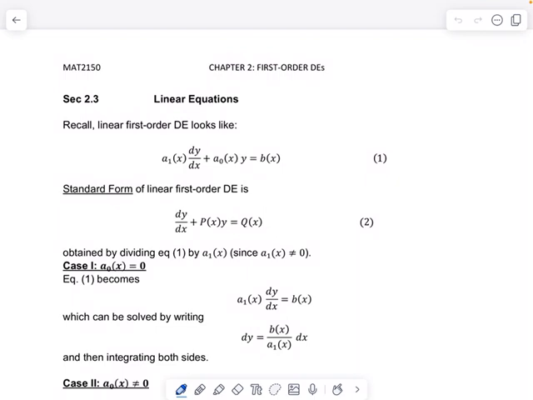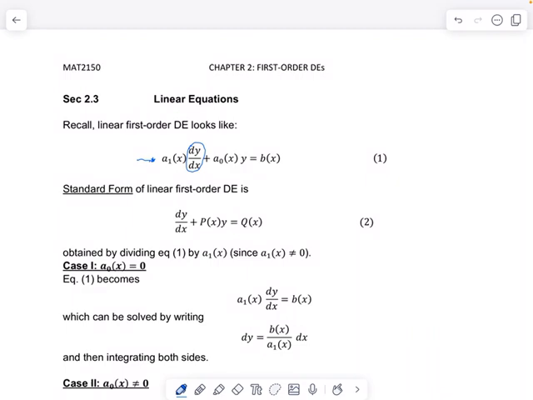Section 2.3 Linear Equations. This time we will be dealing with linear equations of first order. If you recall from section 1.1, this is the linear equation, equation number 1. Why is it linear? First, why is it first order? It is first order because there is a first derivative of y being used in the equation. So that's why it is of first order.